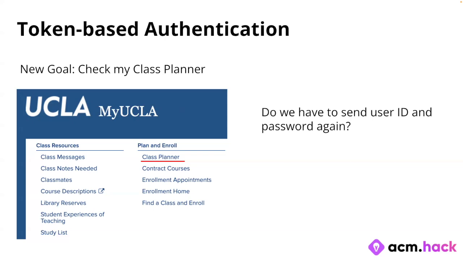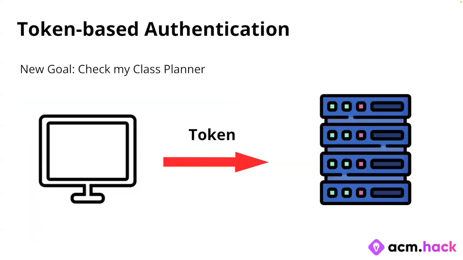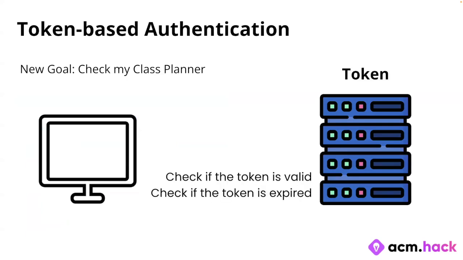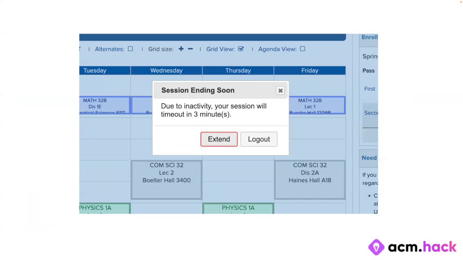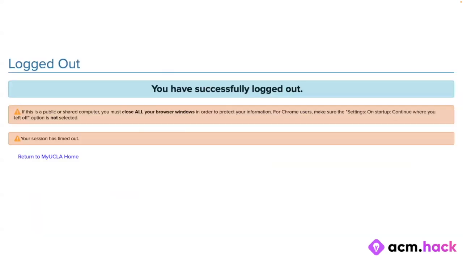Yeah, we got a token from the server, and we can use this token again to verify to the server that we are a verified user. So now we're going to send the token back to the server, and the server will check whether the token is valid and whether the token has expired yet. This could be an example of the server sending us a warning message saying the token would expire soon. And when the token is expired, we will automatically get logged out from the UCLA website and our token is expired.